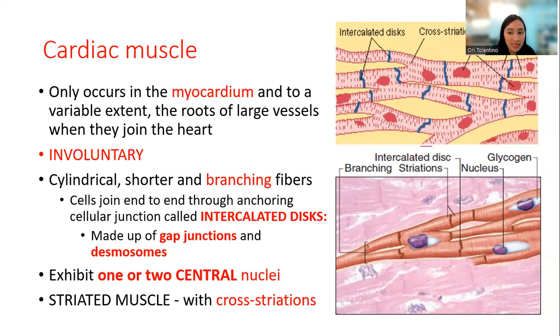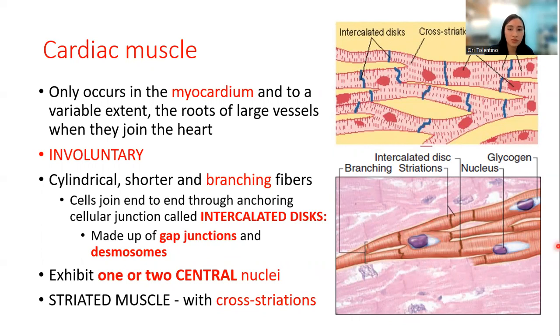It is also cylindrical like your skeletal muscle, but the fibers are shorter and branching. So this is one muscle fiber, one muscle fiber. This is one muscle cell, and they are joined end to end by anchoring cell junctions called what? Called the intercalated discs. Very important, remember these intercalated discs. They join your short muscle fibers end to end. Also notice that the fibers are branching.